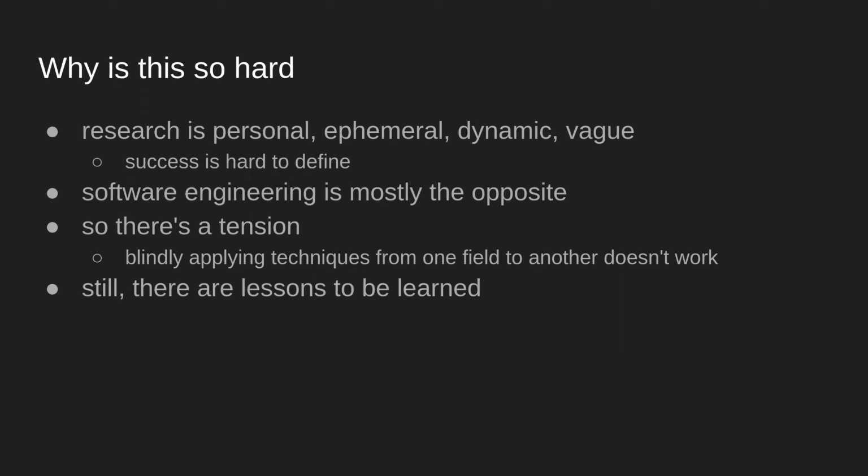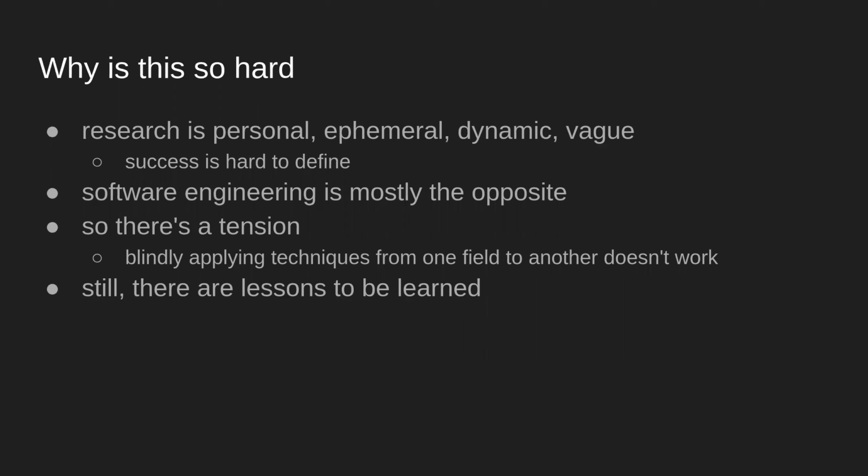Whereas software engineering is mostly the opposite of all these things. It's the opposite of personal. It's designed to work, to be agnostic as to the person who's running it. It's designed to stick around for years, if not decades. It's designed to always be the same, and success is very easy to define. Does your code run and does it do what it's supposed to do?